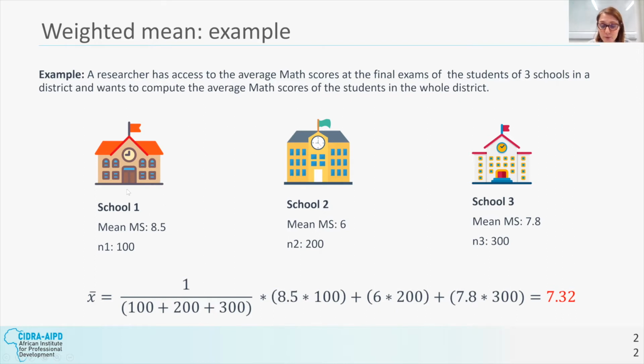Then we are going to compute the weighted values. We are going to weigh the mean math score of school 1 by the number of students, 100. The same we are going to do for school 2, whose weight will be 200, and school 3, in this case, the weight will be 300. We sum all of this and then divide by the total students, which is 600. And we will have that the average math score of the district, of all the schools in the district, is 7.32.